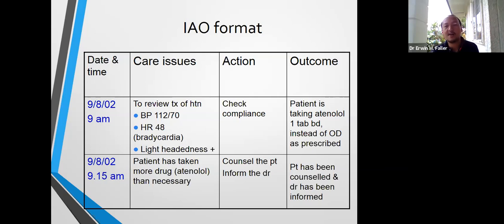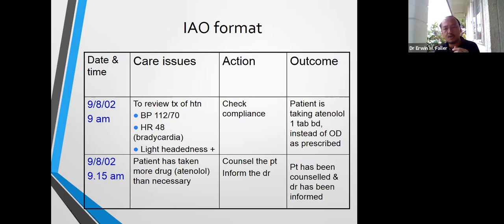Hypotension instead of lowering the hypertension because of the overdosing of the medication, which is your atenolol. One tablet was supposed to be BD, instead of OD, it becomes BD then, as prescribed. And it was mentioned also here in the care issues that a particular time and date is necessary because that is a time wherein you identify certain issues or problems.